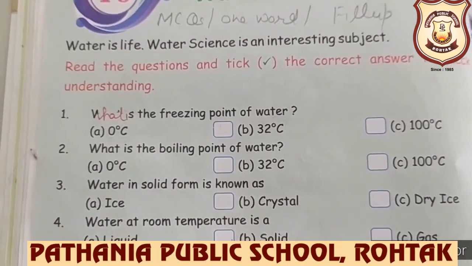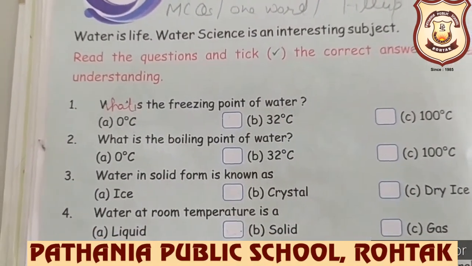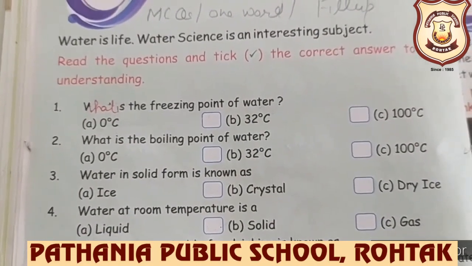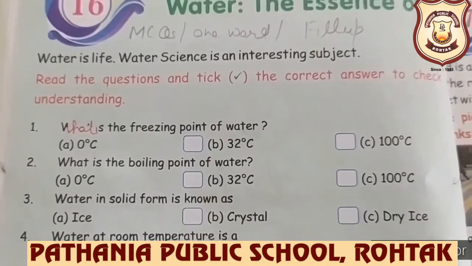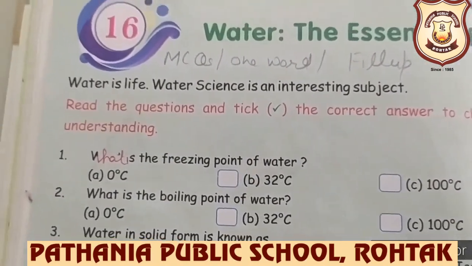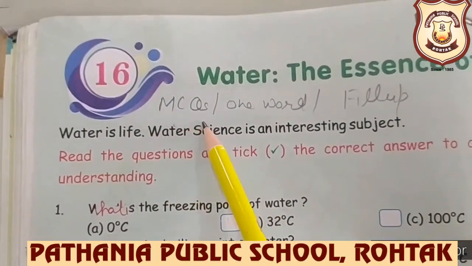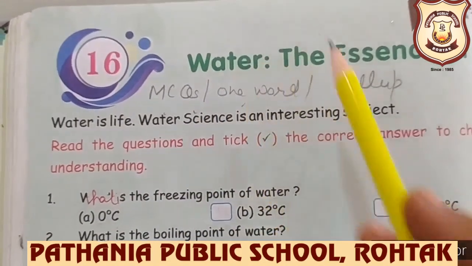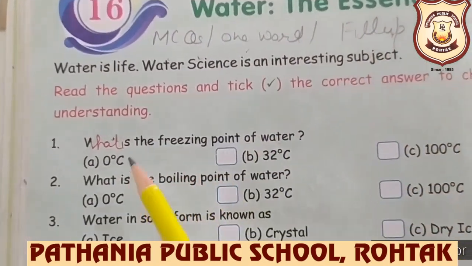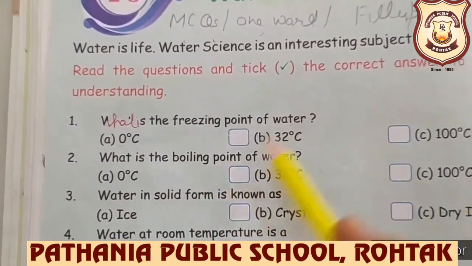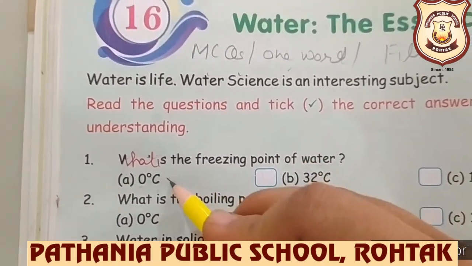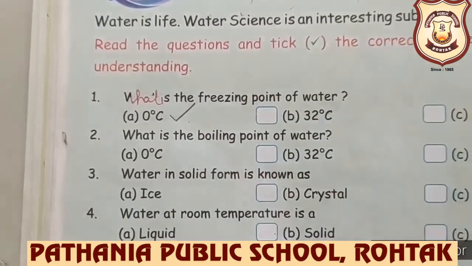So first is, in fact, water is life. Water science is an interesting subject. So let's read the question and put a tick on the correct answer. This chapter can come in this way: MCQs, one word answer, fill-ups. First is, what is the freezing point of water? So this is 0 degree. Freezing point is 0 degree.